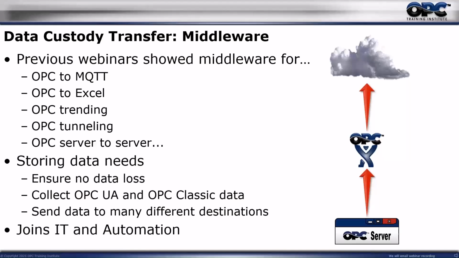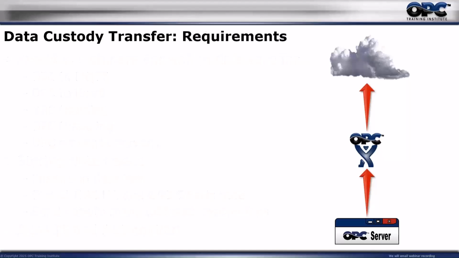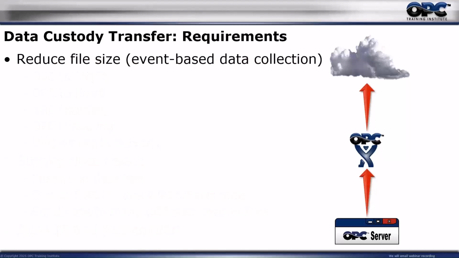And ideally, what we want to do is to join IT and automation. And keep in mind, automation is responsible for this over here. IT is responsible for this over here. So once the data goes from automation to IT, you can leave it in the hands of IT and they will do the management for it. That's what they do. So let's go have a look at how this is done. The requirements are we want to reduce the file size. That's a really, really big one. So even a very small plant can generate a huge amount of data.